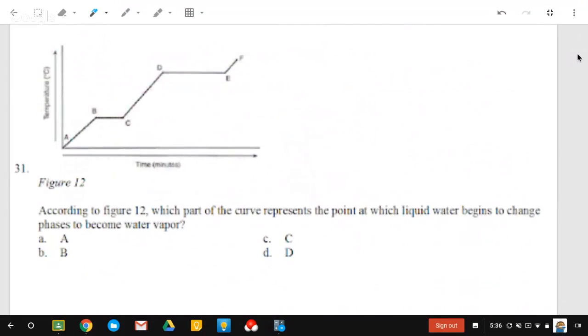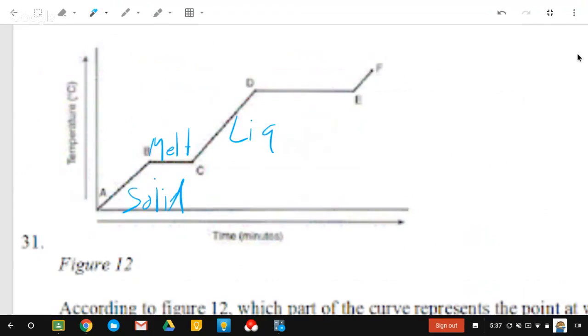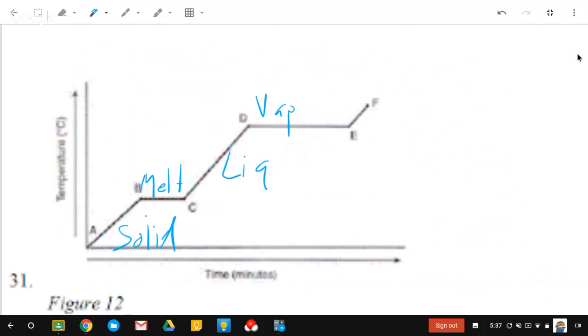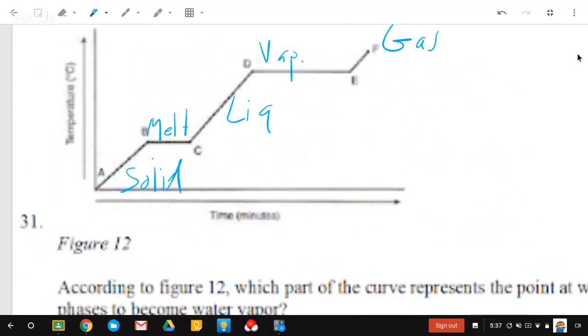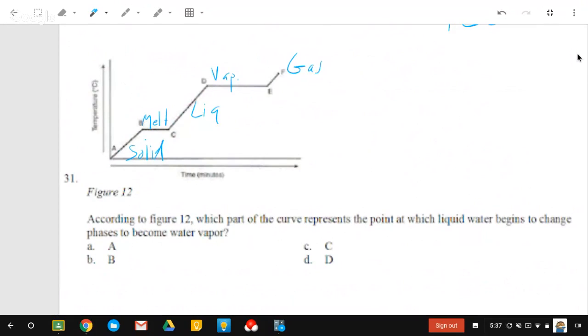Okay, the curve, you guys have seen this curve many times before. Here we have a solid. Here is where it melts, then becomes a liquid, vaporizes, and then becomes a gas. So what are they asking? Which part of the curve represents the points at which a liquid water begins to change phases to become water vapor? So that's point D.